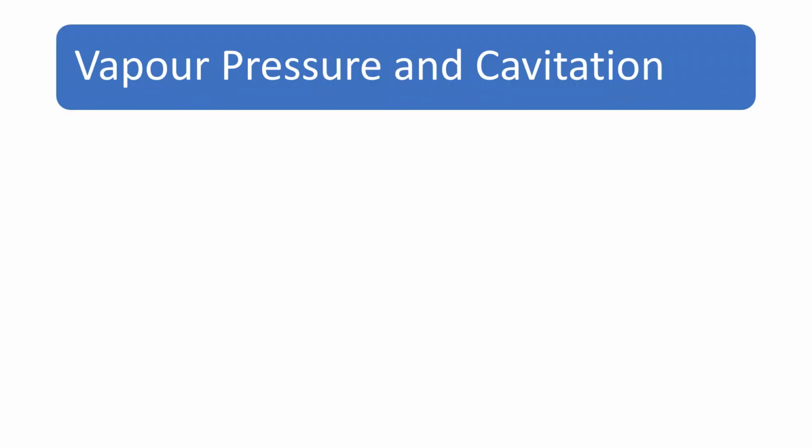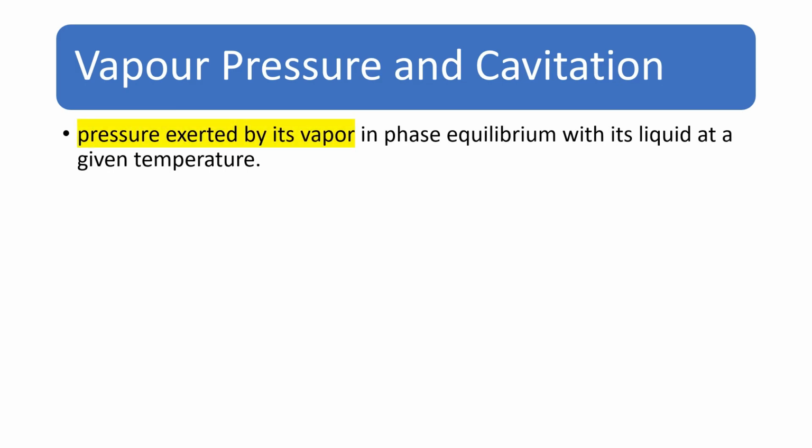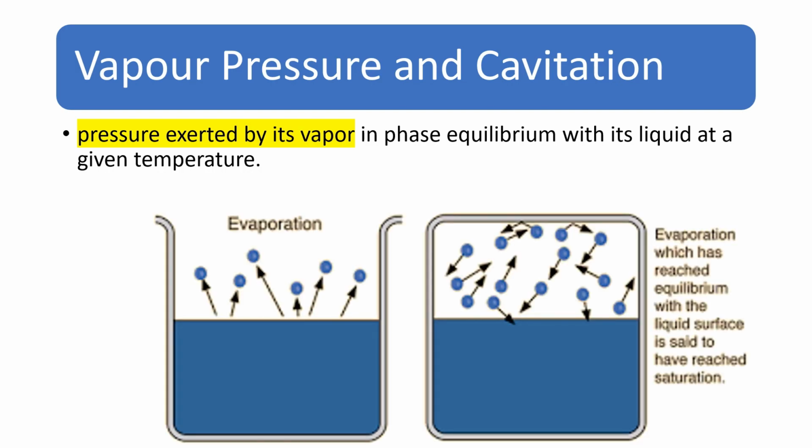So what is vapor pressure and what is cavitation? Both are related to each other. So let us understand what is vapor pressure first. The pressure exerted by its vapor in phase equilibrium with its liquid at a given temperature is called vapor pressure. You can see in the figure that there is evaporation taking place. We will discuss evaporation in detail. The pressure exerted by this vapor is called vapor pressure.